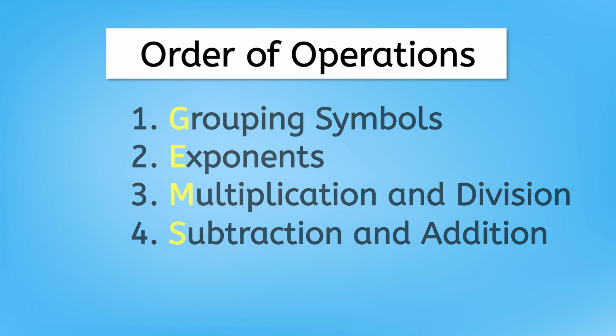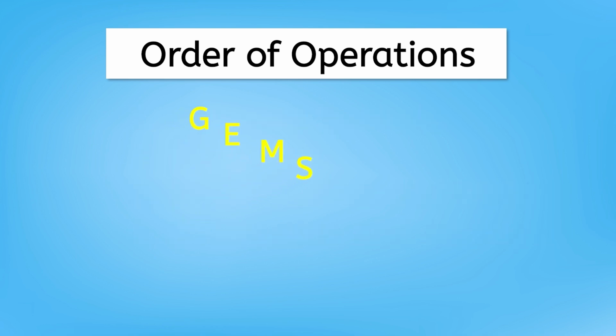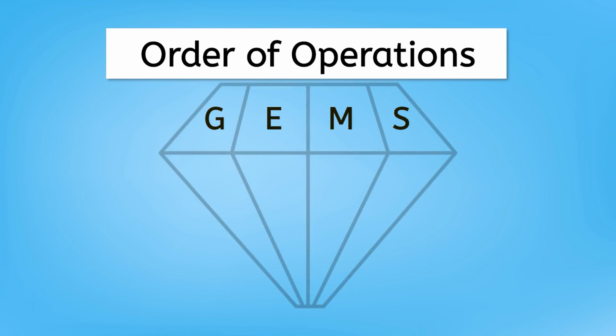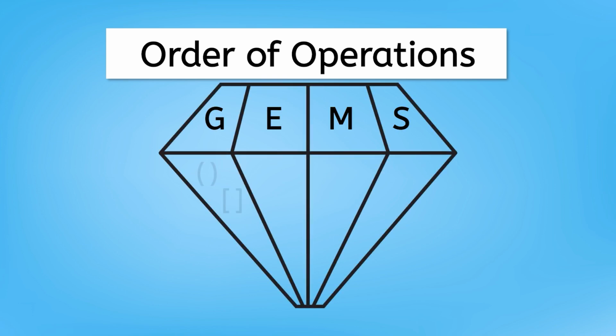Whoa, check this out. If we take the first letter of each of these steps, it spells the word GEMS. That's a neat way to remember the order. G for grouping, E for exponents, M for multiplication and division, and S for subtraction and addition. Now that's a useful nugget of information.